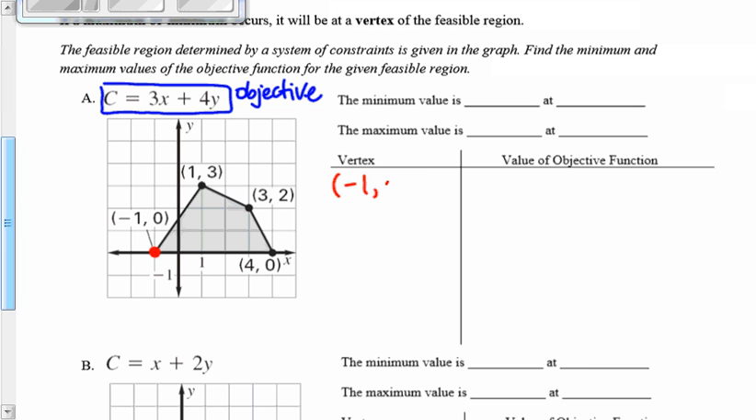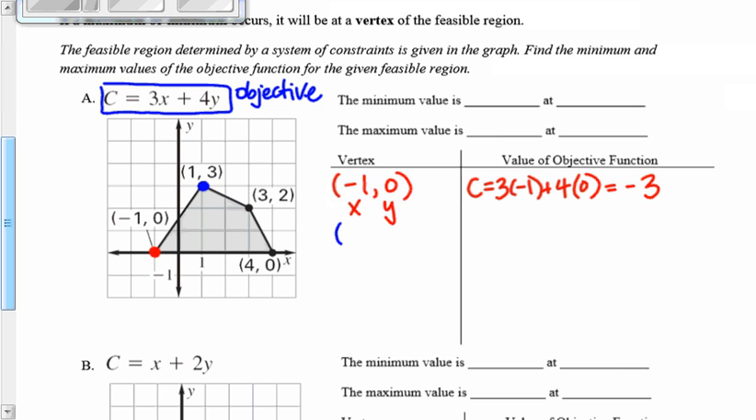So that point was -1, 0. And then what we're going to do is plug it into the objective function. So we have an x value and a y value from the vertex. And I'm just going to plug that into the objective function. So that would be c equals 3 times -1 for x plus 4 times 0 for y. And I'm going to simplify that. So -3 plus 0 is -3. And I'm going to do that for all the 4 vertices here. So I'm going to pick, it doesn't matter the order you go.